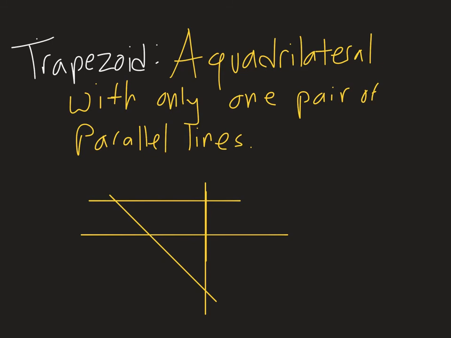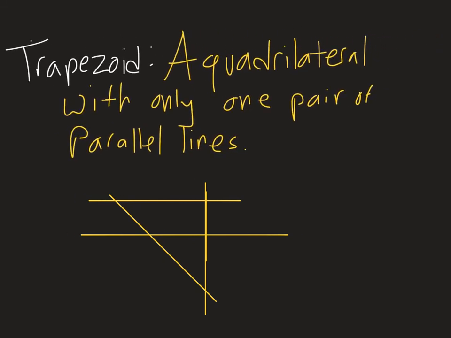Trapezoids. A trapezoid is a quadrilateral with only 1 pair of parallel lines. Now, here is an example of a trapezoid. We can see here that one set of lines, the lines on the top and bottom, are parallel. They will never touch. But this straight line going down on the right side will cross with this line on the left that's going at an angle.